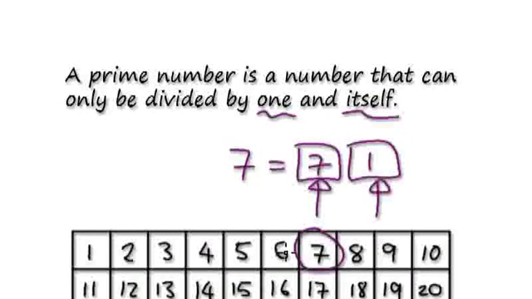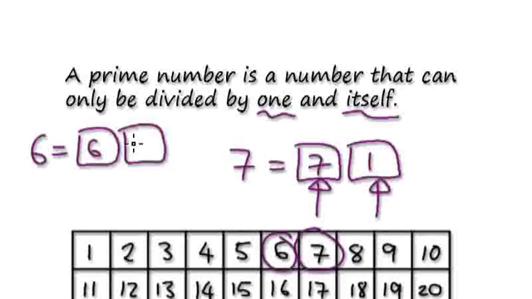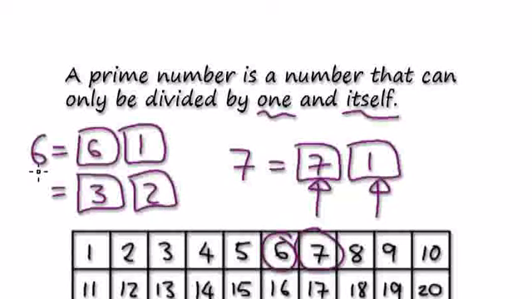This here is itself. If you look at the number 6, well, yes, you could write 6 as 6 times 1. That's okay. But the thing is, we can find another example other than the 6 and the 1. So for example, a 3 and a 2. 6 is the same as 3 times 2. So we just found an example other than 1 and itself.